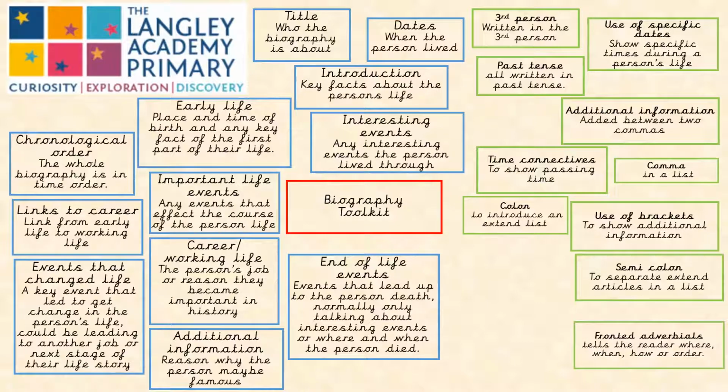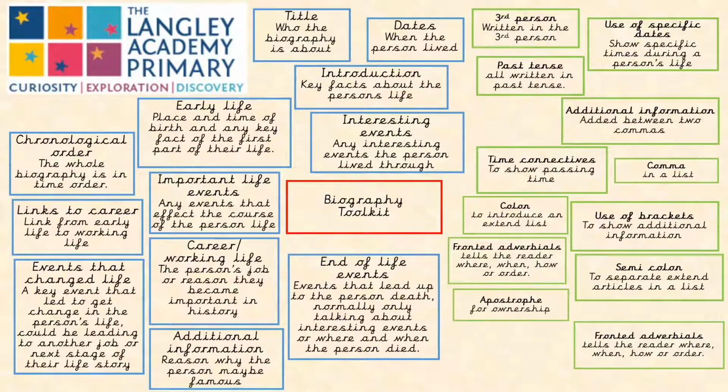Think about using fronted adverbials. That helps tell the reader where, when, or how, maybe even the order that something is happening. If you're using time connectives as a fronted adverbial, that helps you tell the order. You're also looking at using apostrophes for ownership, and then formal language. Formal language is not how you'd have a conversation with a friend. What you're doing is you're talking to somebody important. You're putting this across so that everyone, doesn't matter who reads it, feels like they understand and feels like it's addressing them as well.